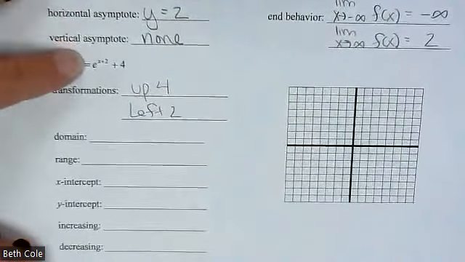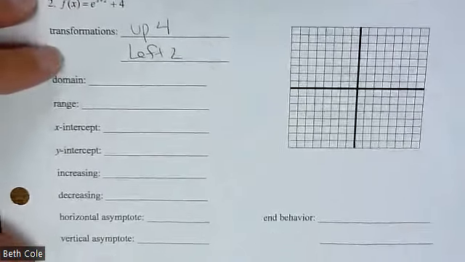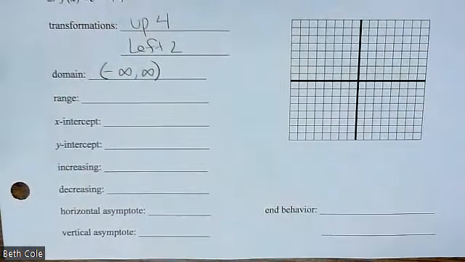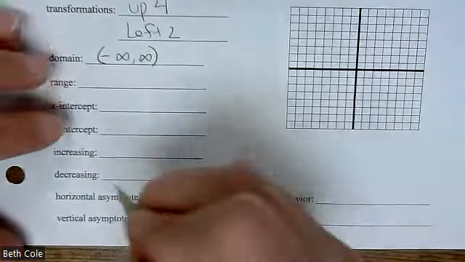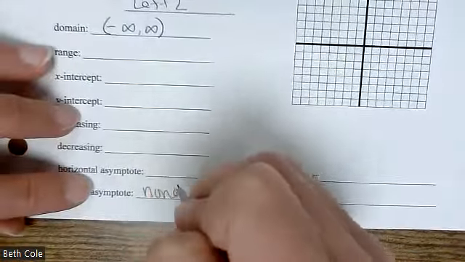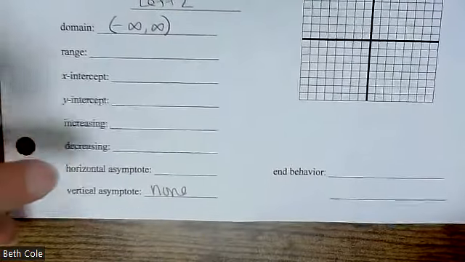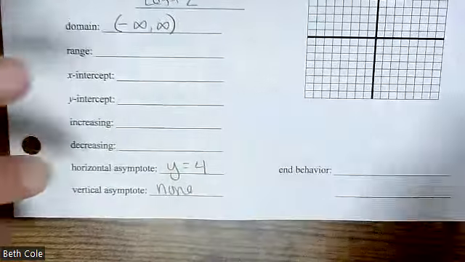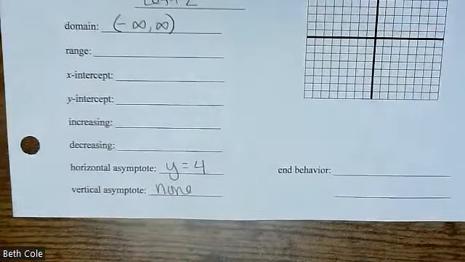Again, it's exponential. So our automatic stuff, domain is everything. And we have a horizontal asymptote, not a vertical one. So what is the horizontal asymptote? Y equals 4, and then I can dot that in.